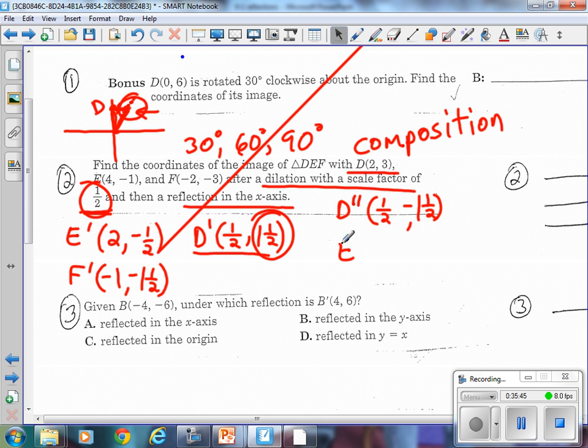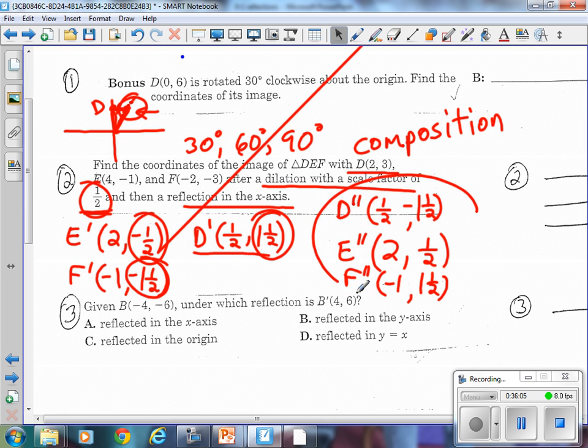E double prime, change the sign of this one, so it's going to be 2, 1/2, and F double prime, change the sign of that one, so it's going to be negative 1, positive 1.5. Those are the coordinates that they were looking for after we do the composition.